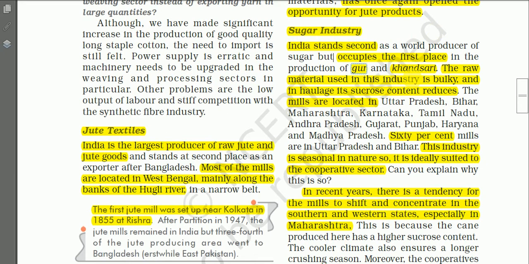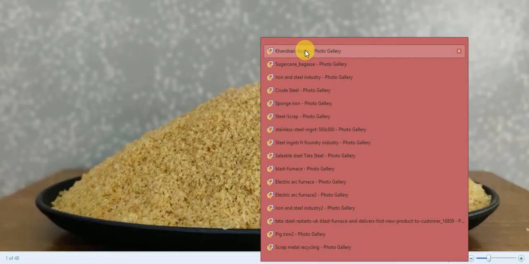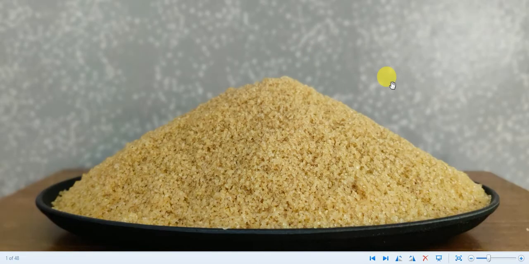And kansari is a type of partially refined or unrefined sugar with a strong molasses content and flavor. Kansari is chemical free, and no bleaching or refining agents are used, and hence it is healthy. See here, this is a photograph showing kansari sugar, the unrefined one, and it is said that this one is healthy.